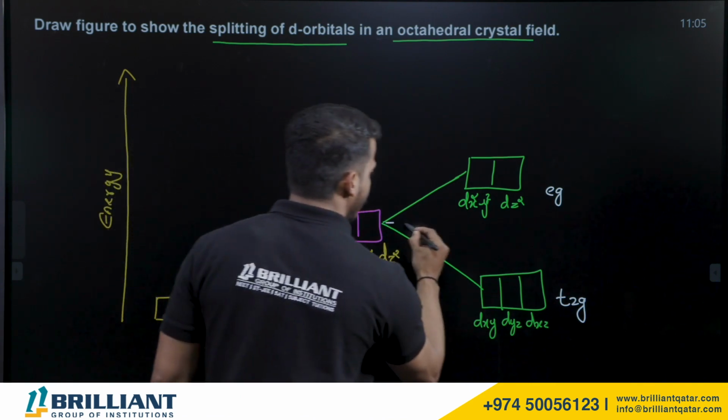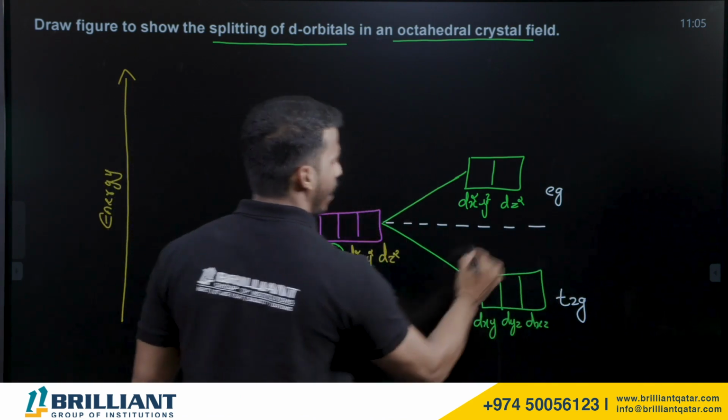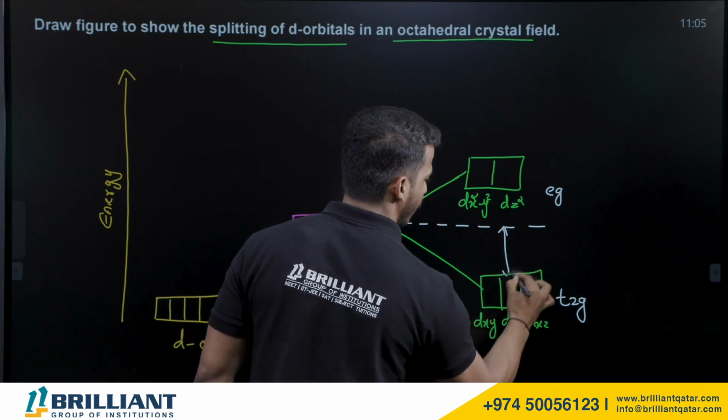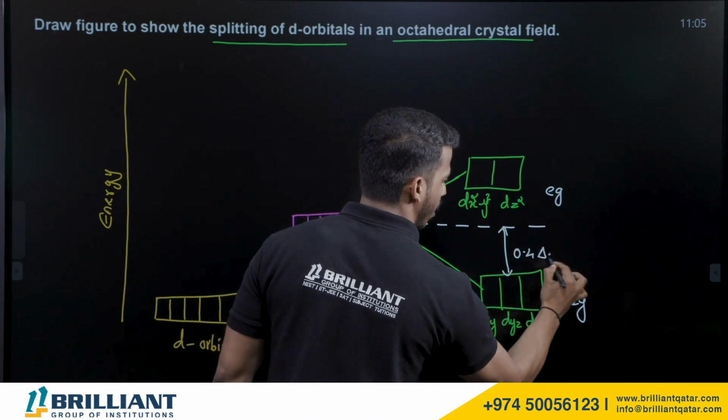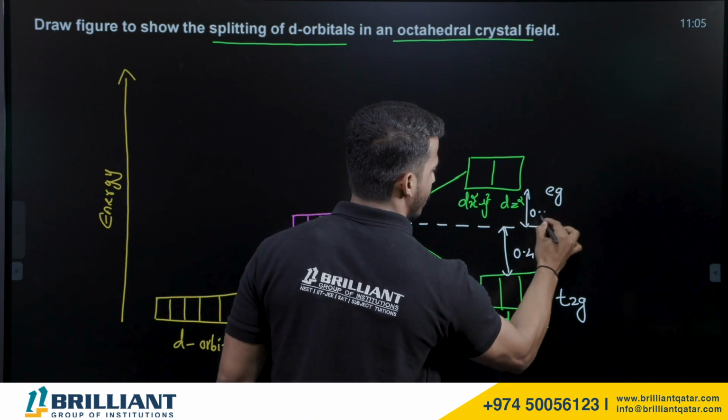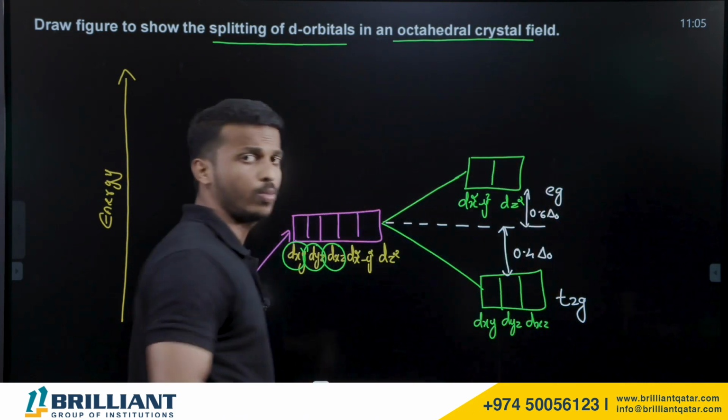And you know the average energy state, and what is the energy difference here? Here it is around 0.4 delta O. Here it is 0.6 delta O. That's the energy difference. What is meant by delta O?